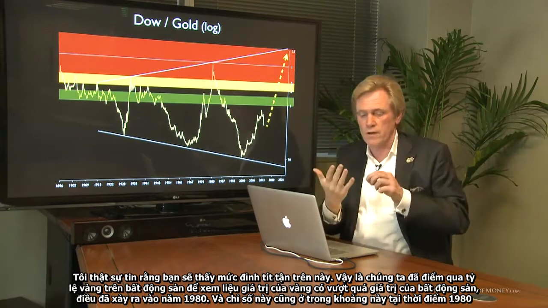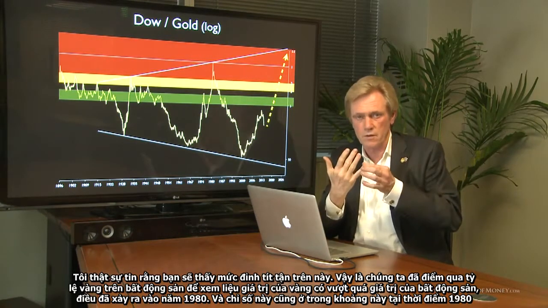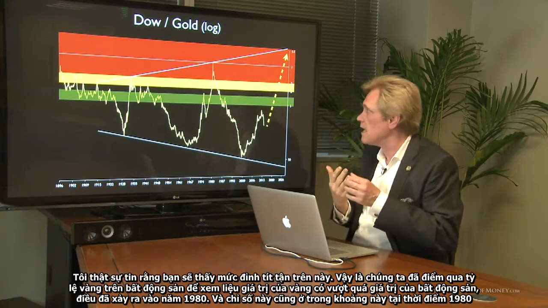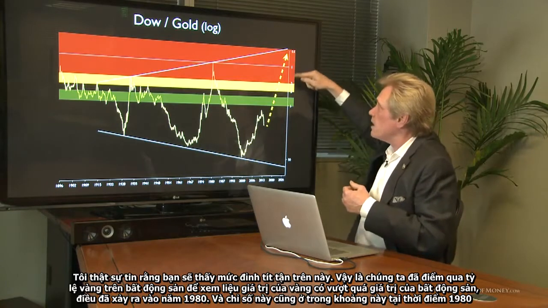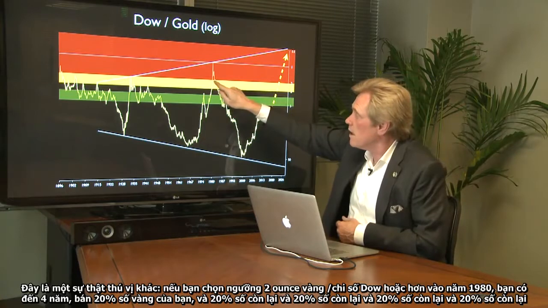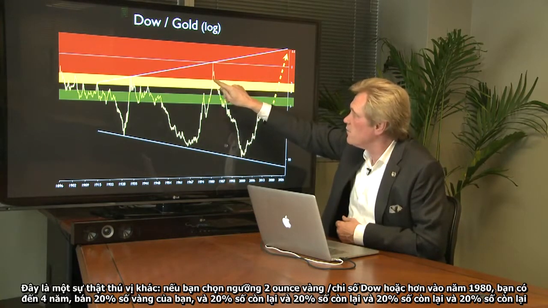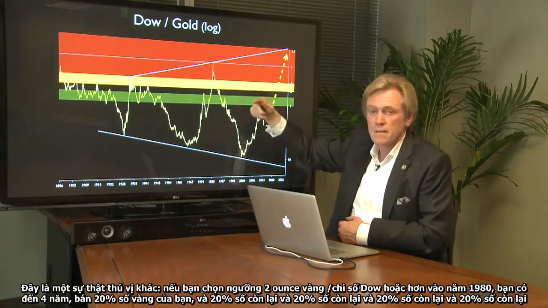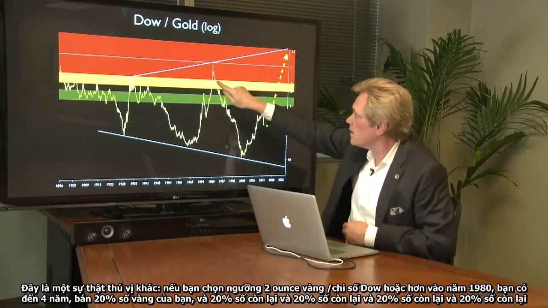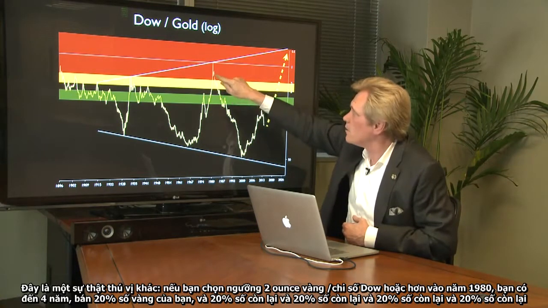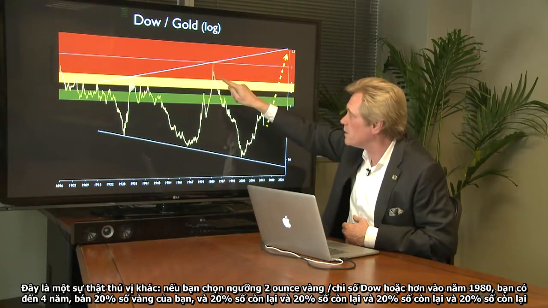And so what we're looking for is the gold real estate ratio for gold to exceed its value against real estate that it had in 1980. And then this to also be up in this range at the same time. Here's another interesting fact: if you pick 2 ounces of gold and higher to sell at, in 1980, you could have taken a full year and sold 20% of your gold, and then 20% of the remainder, and 20% of the remainder, and so on.